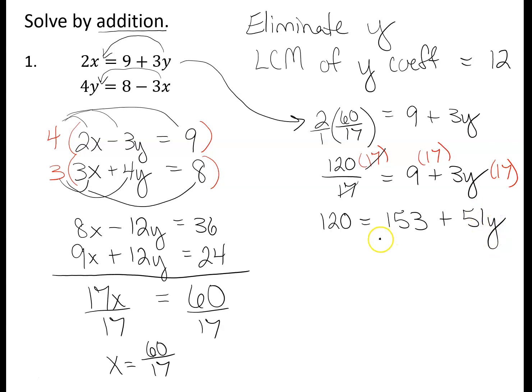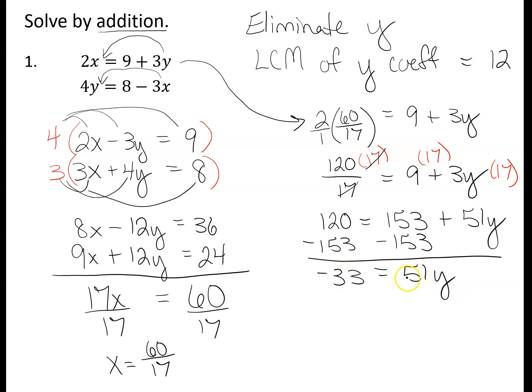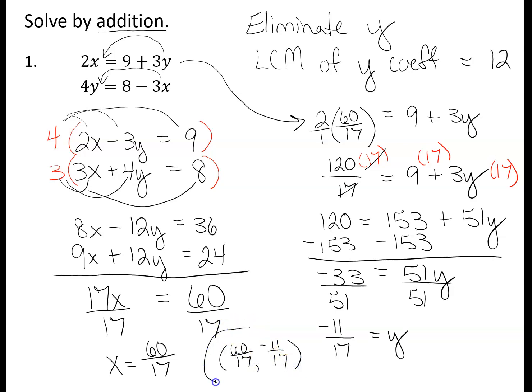Okay, now we're ready to solve. Let's subtract the 153. Is a negative 33. And divide by 51. So this fraction actually will simplify. We can divide the top and bottom by 3, which will make it negative 11/17. So we do have a solution to this equation. Let's write it as an ordered pair. It's 60/17, comma, negative 11/17. That is our solution.